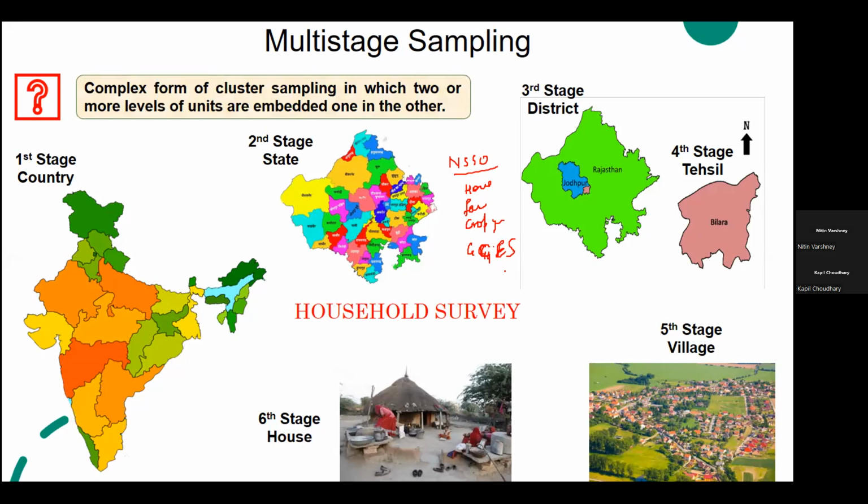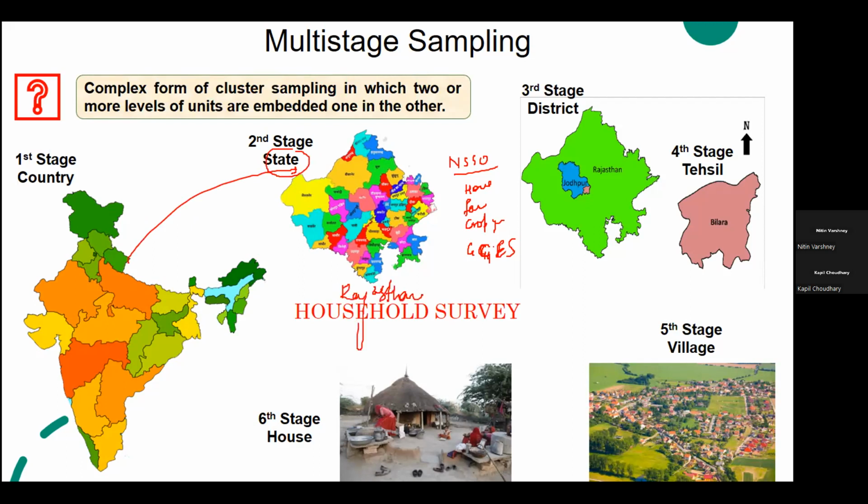Suppose the first stage is my country, our country. Now at the second stage we will select a state out of, for example, 33 different states, so we will select a state randomly. Okay, this is my second stage, the state. Then from the country we will select a state. Suppose my selected state is Rajasthan.